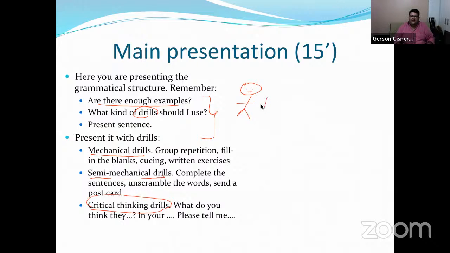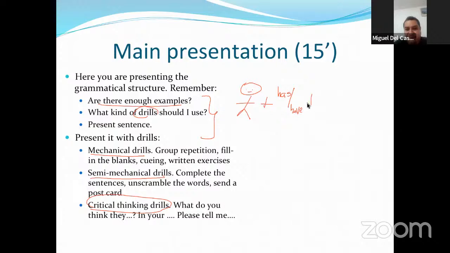Okay, and then I go plus, and then has and have. And then you explain that has is for he, she, and it, and have for the rest. Then plus, and you put a verb. And past participle, correct?